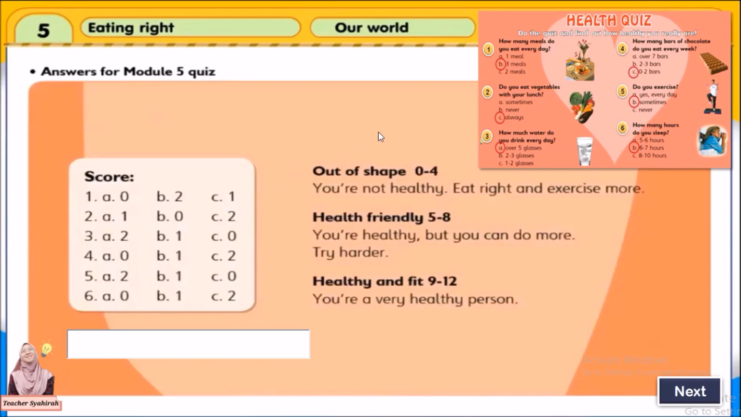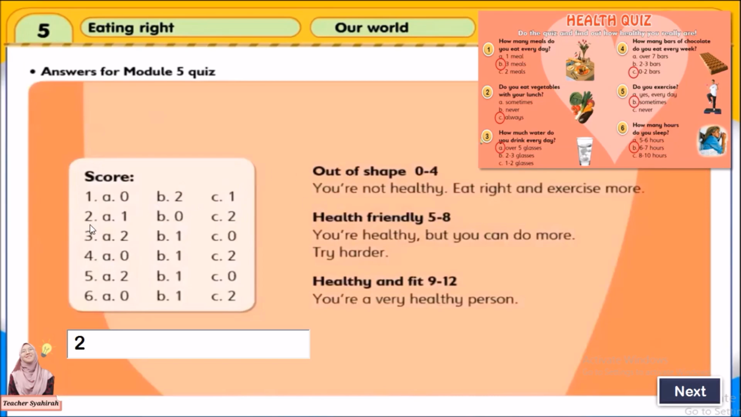And then, now look at my answer. My answer for number 1, I answer B. So B would be 2 marks. Okay, saya dapat 2 marks untuk number 1. Okay, yang ni awak boleh kira ikut awak punya jawapan sendiri. Kalau jawapan awak A, awak dapat 0 marks. Kalau jawapan awak B, you got 2 marks. Kalau jawapan awak C, dapat 1 mark. So ni, you can write down on a piece of paper and calculate it.